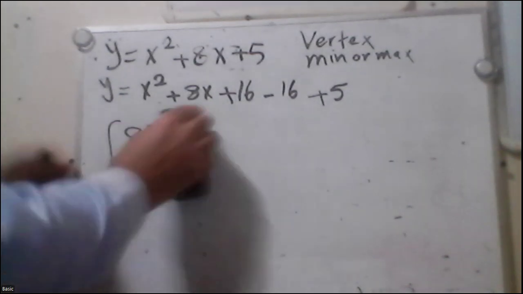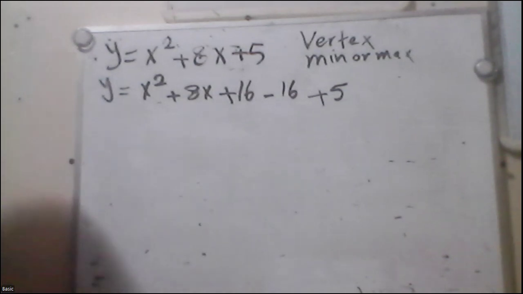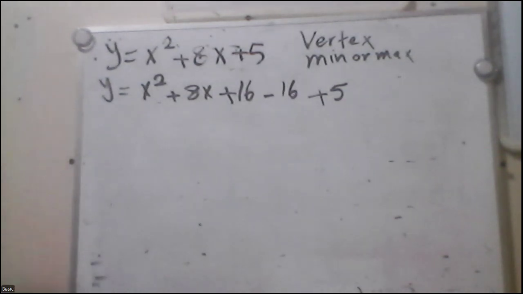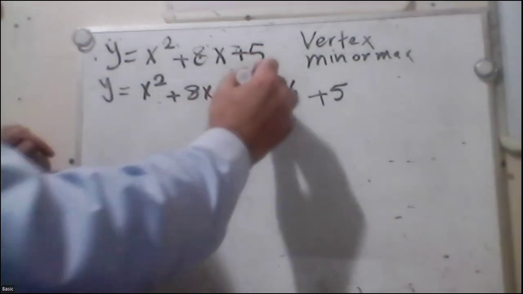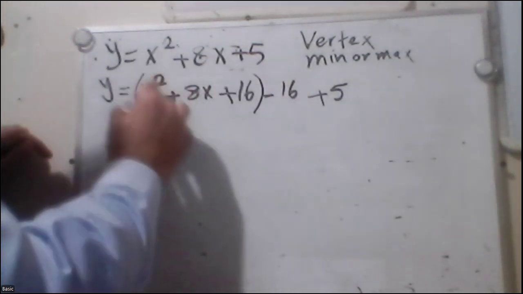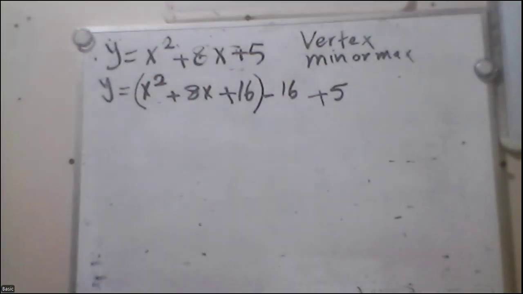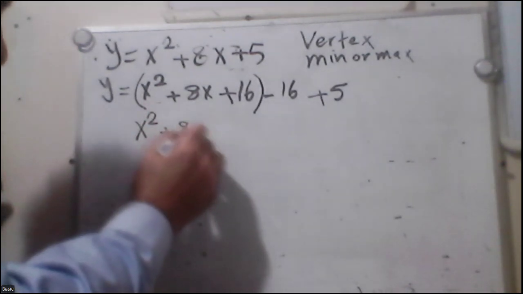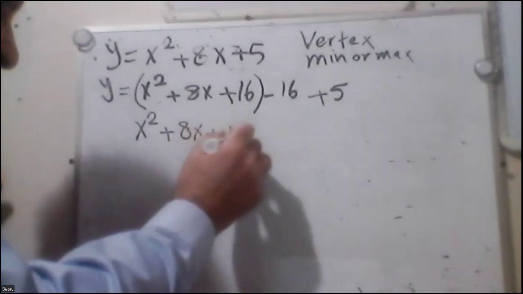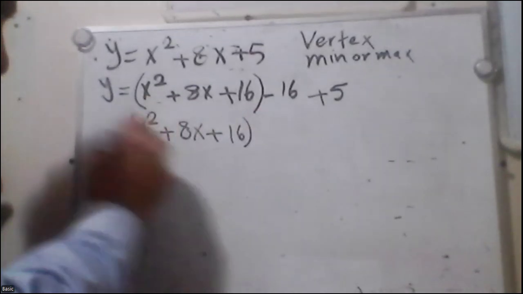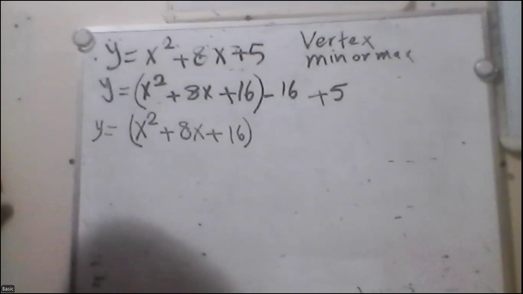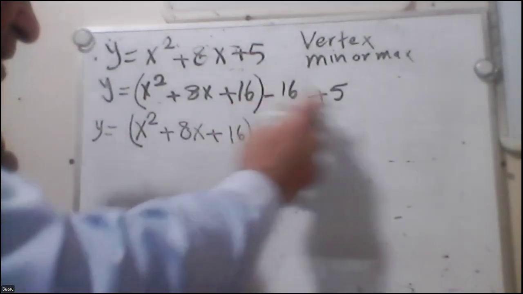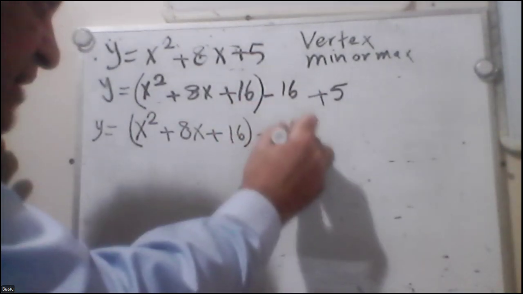Then what comes next is that I put this in a bracket, like this. So this will be x squared plus 8x plus 16. That's all, and y equals minus 16 plus 5, which gives me minus 11.